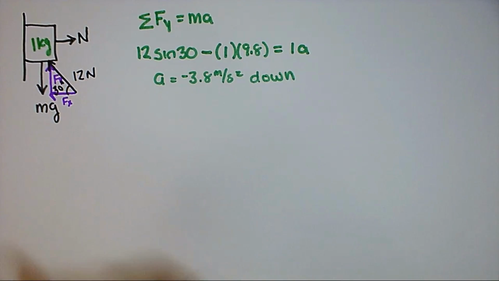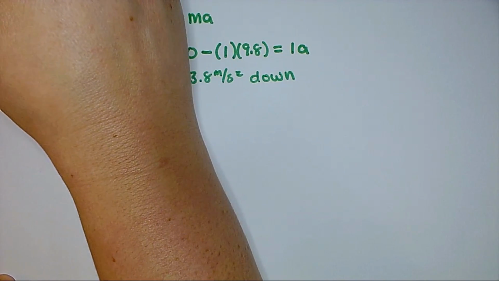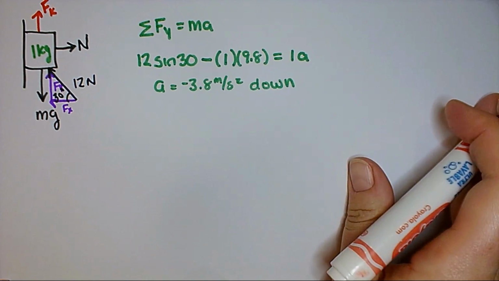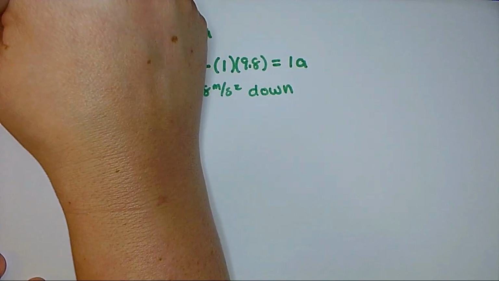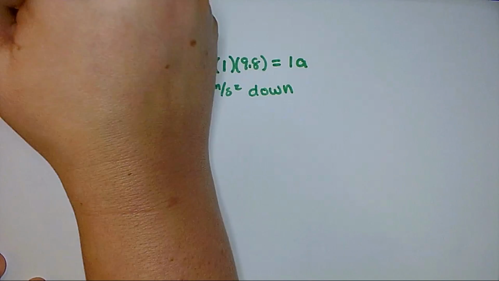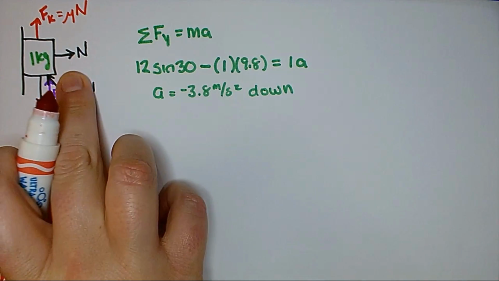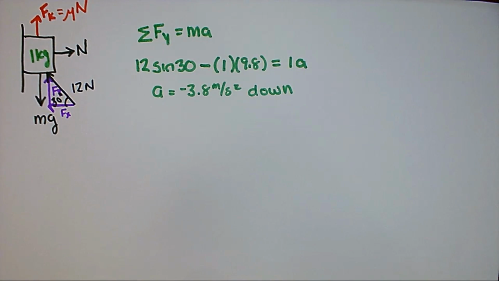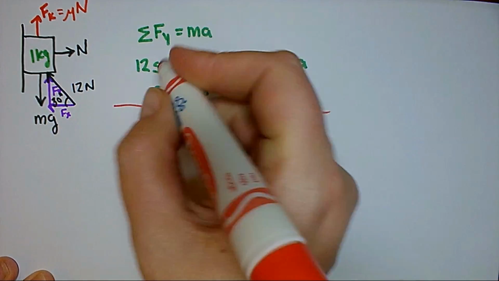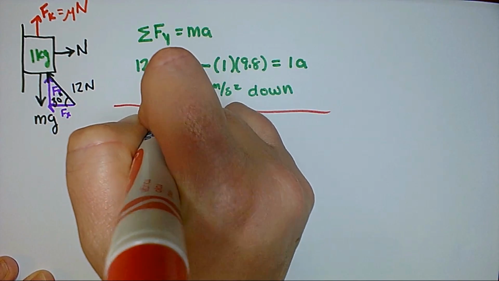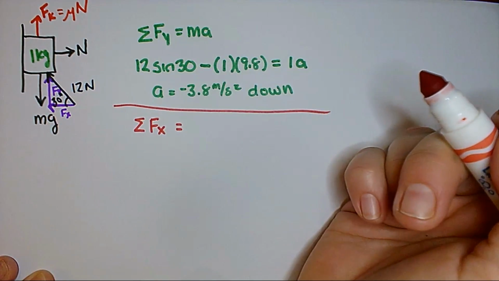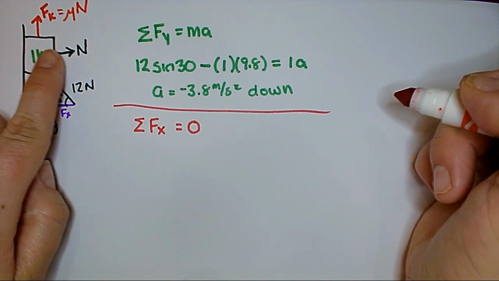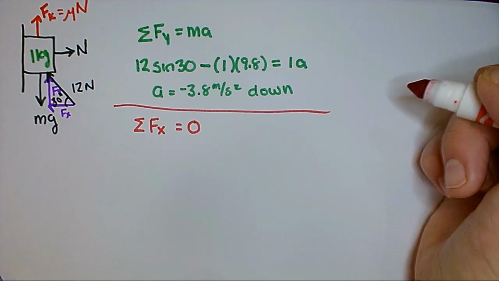So I'm going to add something to the free body diagram, which is Fk, the force of kinetic friction, might be static friction. Remember, that's equal to mu times the normal force. So now we're going to need to find that normal force. In order to do that, we're going to do sum of the forces in the x direction. And I'm going to set that equal to 0 instead of ma, because this block is not going to be moving in the horizontal direction.